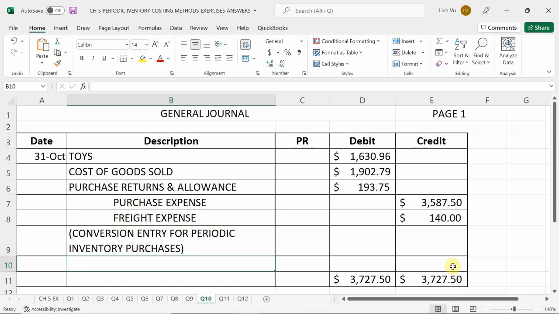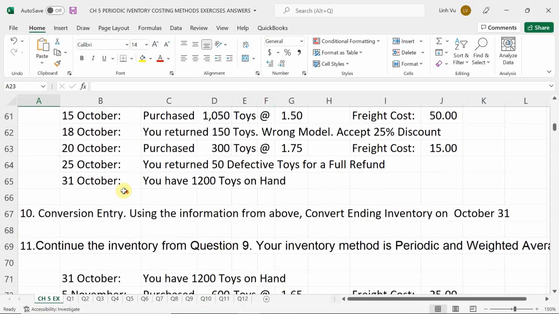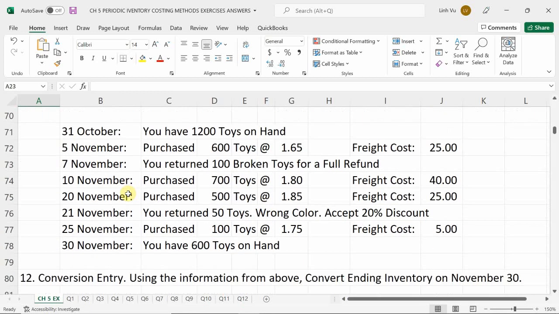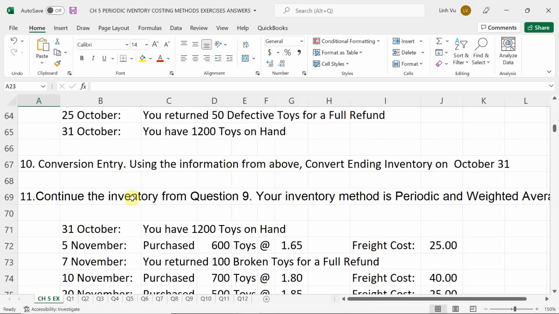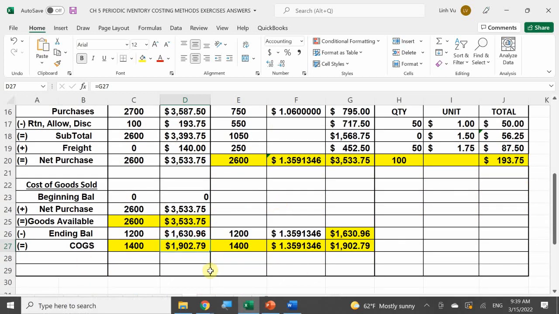Okay. Last problem of the day. Let's just go ahead and stick through it and go through it. So question 11 is going to be continue the inventory from question 9. Your inventory method is periodic and weighted average. And this time on October 31st, you had a total of 1,200 units on hand, which we know from solving from this previous scenario. Okay?